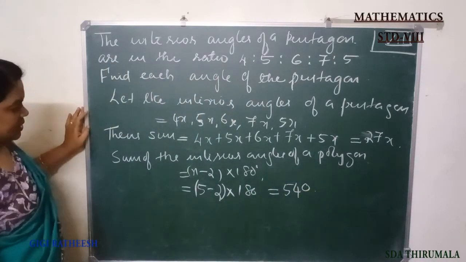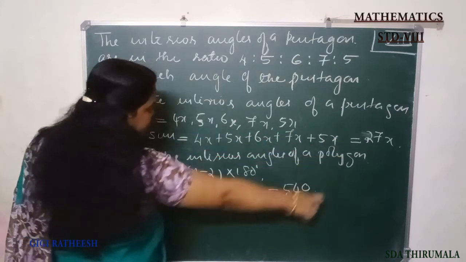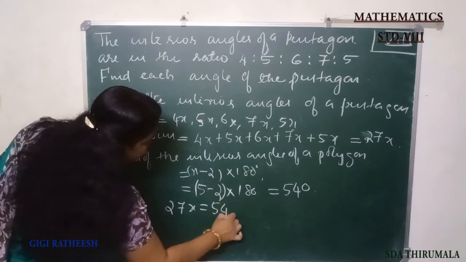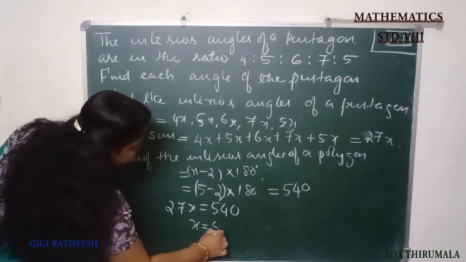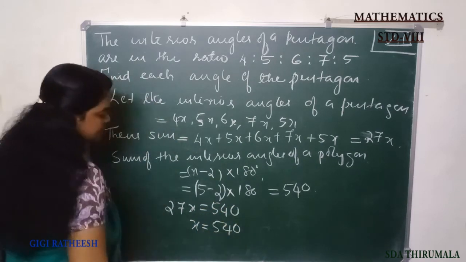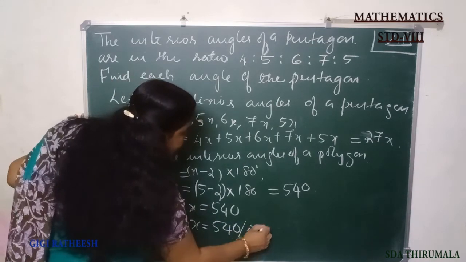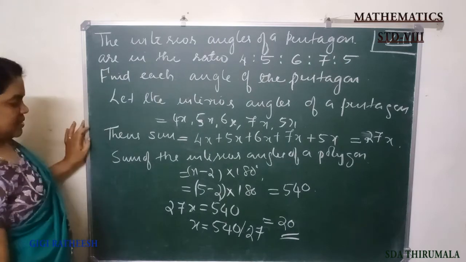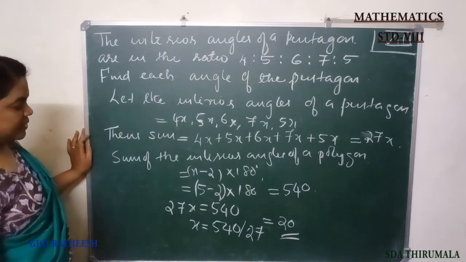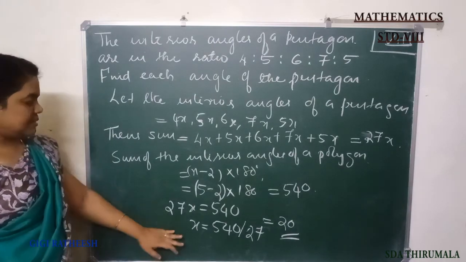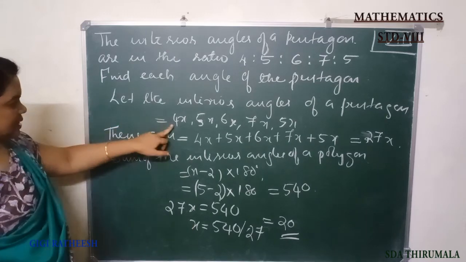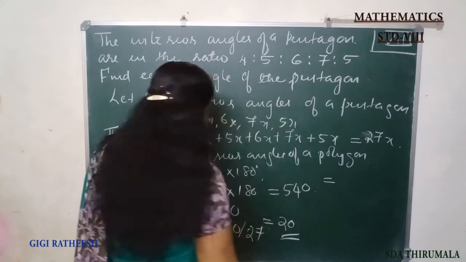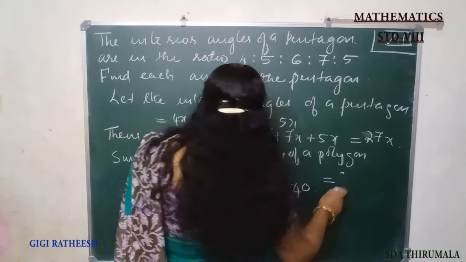We know that 27x is equal to 540, the sum, and x is equal to 540 divided by 27, that is equal to 20. So the value of x is equal to 20. Substituting this x in here.